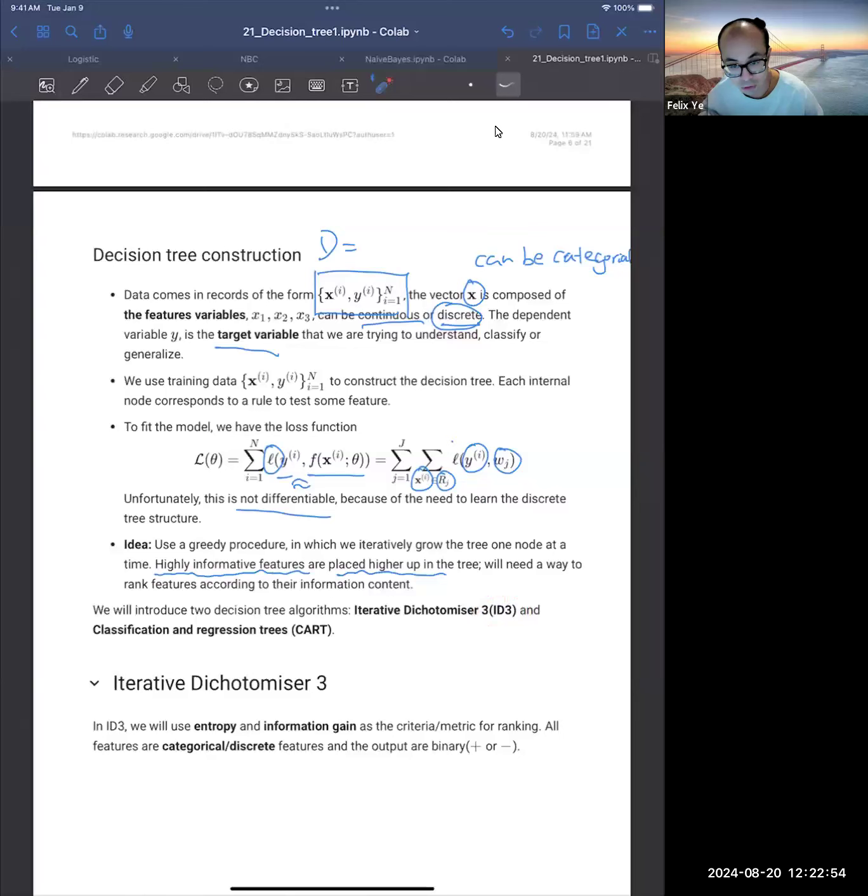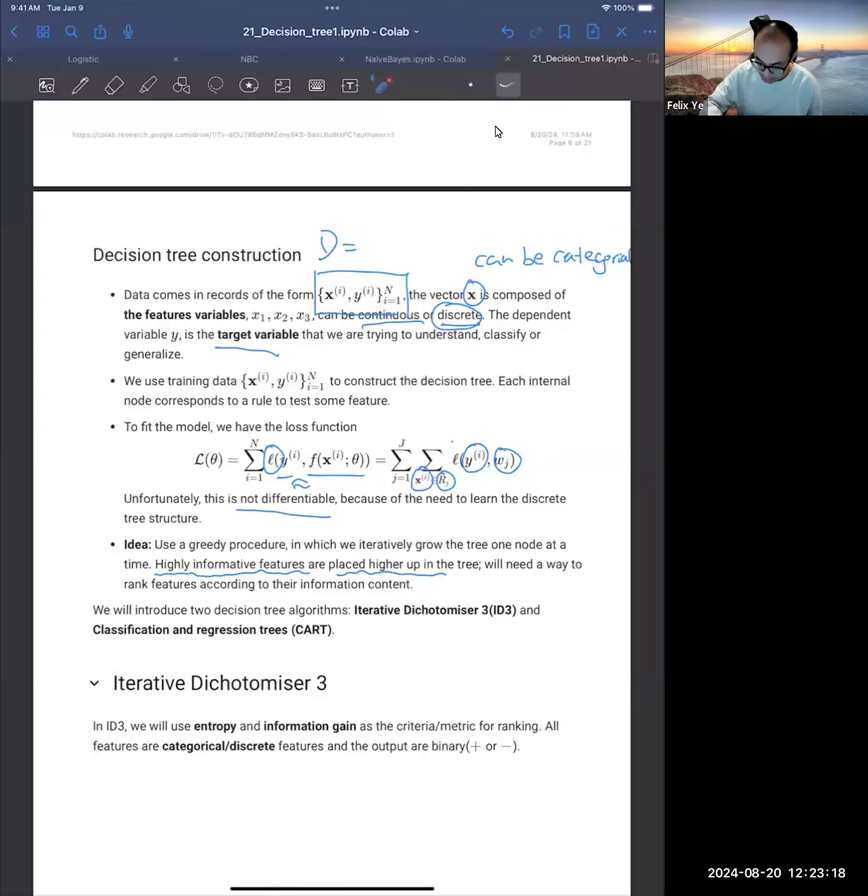It's short for ID3. The second method is called classification and regression trees, or CART. These are really popular algorithms that have been used for 30, 40 years already. We're going to dig into this in detail and actually implement it from scratch.